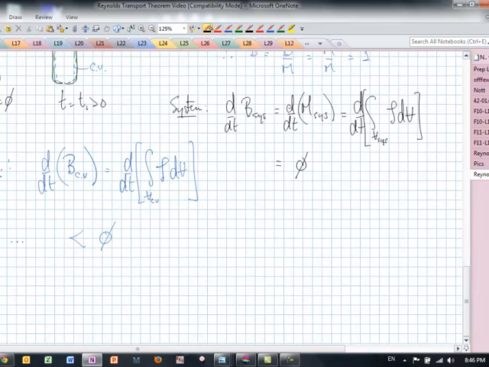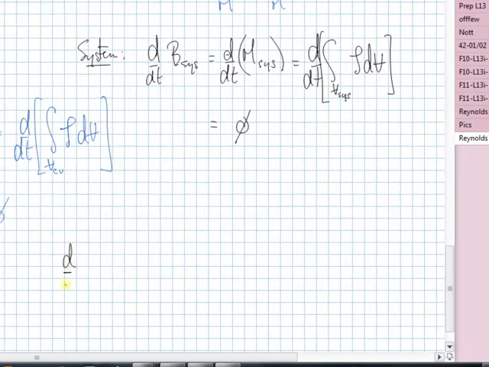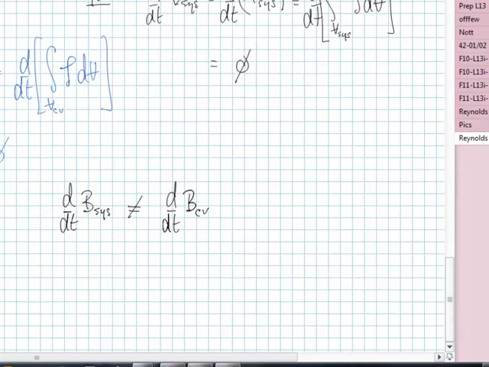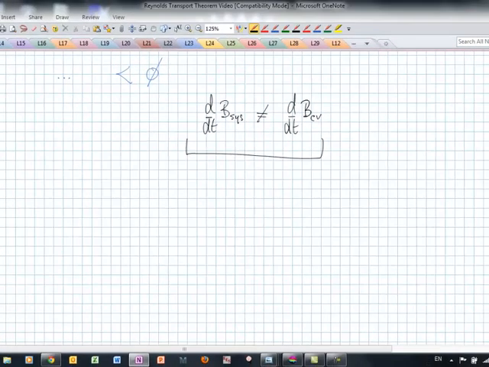And so we've proven with one example that the rate of change of some extensive property of the system is not equal to the rate of change of the same property applied to an arbitrary control volume that matched the system at some previous time. That problem is the reason why the Reynolds Transport Theorem was developed. What does it do? It relates those two representations. It finds a way to make them equal. So that takes us right into the derivation of the Reynolds Transport Theorem.